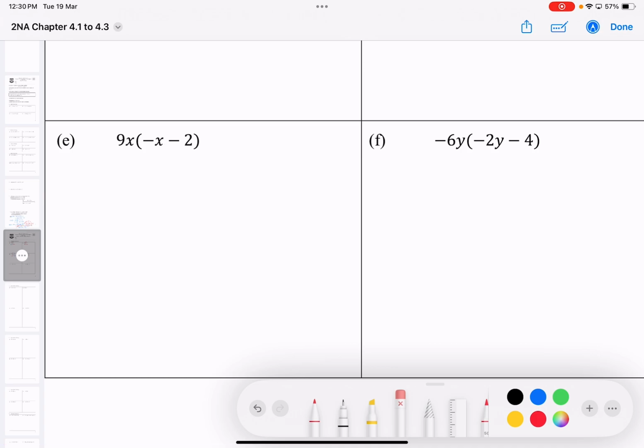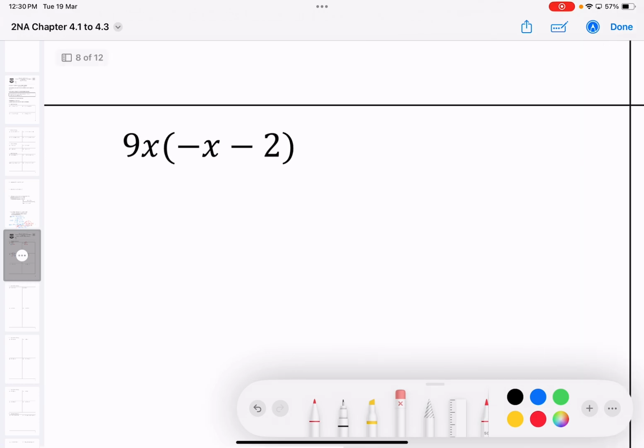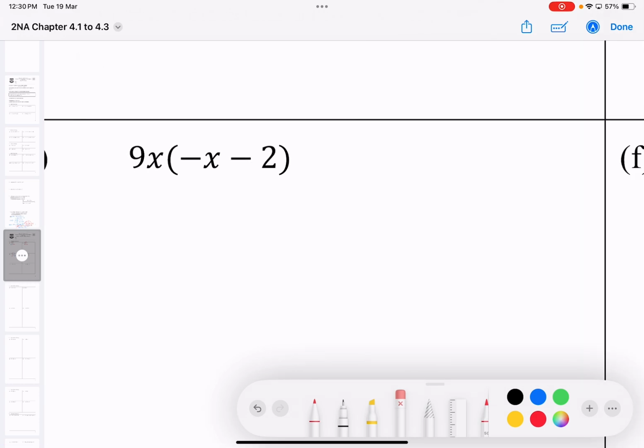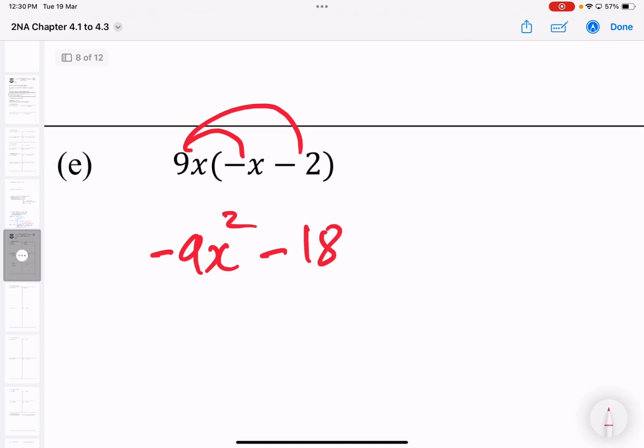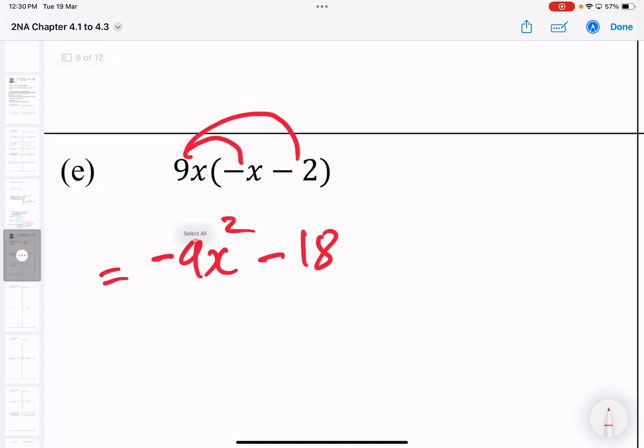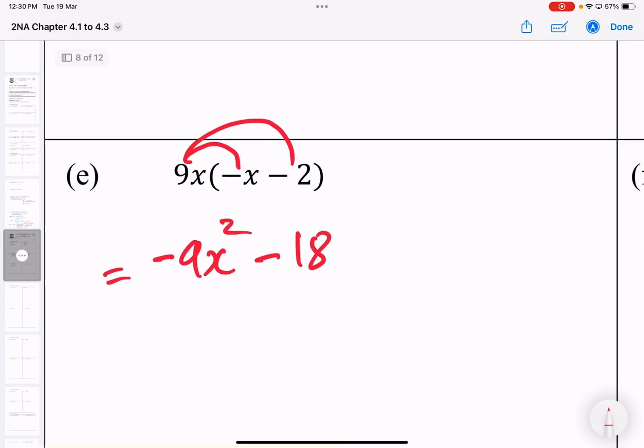Let's go through the answer together now. This one, the number on the outside is multiplied by the number inside. 9x times negative x gives me negative 9x squared. Next, 9x times negative 2 gives me negative 18. So this is my answer for the first one.